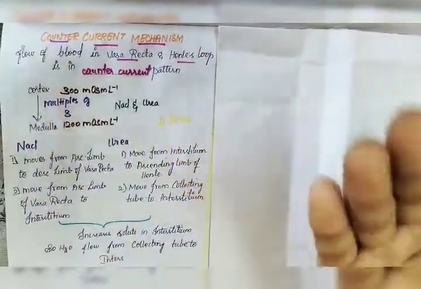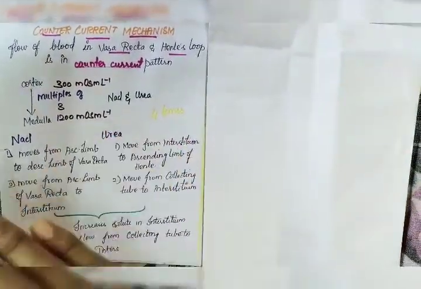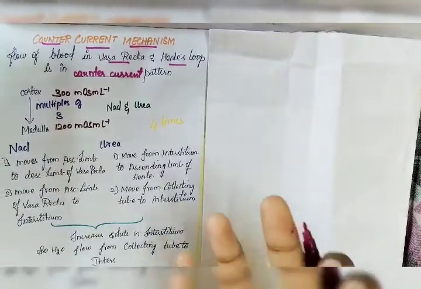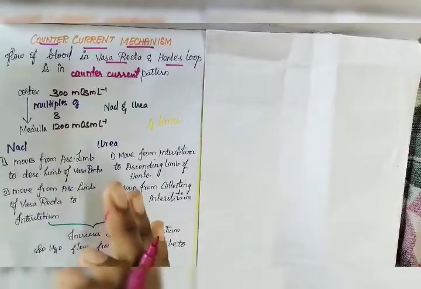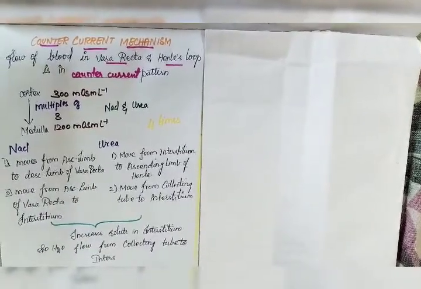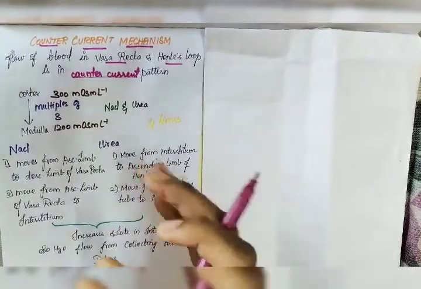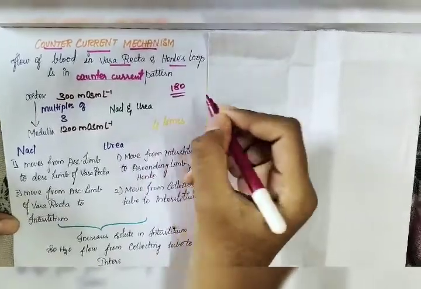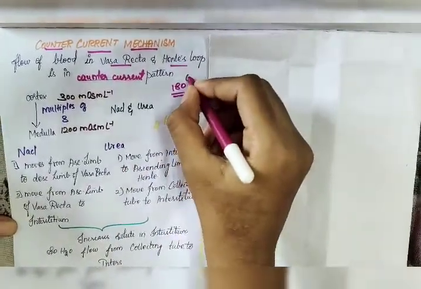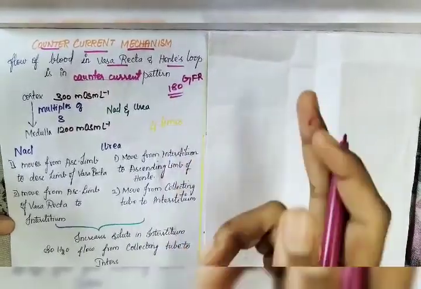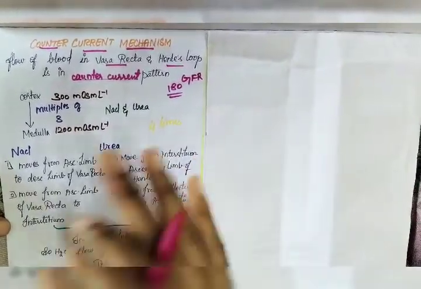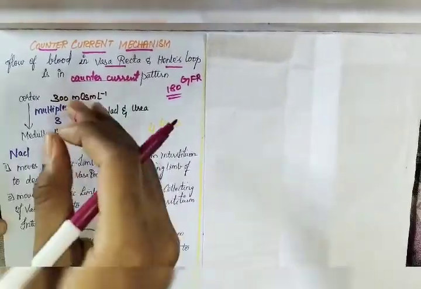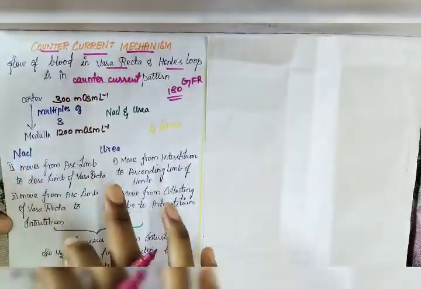Why does this have to be done? Because if we lose more water, we will be dehydrated, so we will die. So it should not happen. We need water for every metabolism of our body, so the water has to be reabsorbed. You should be clear: 180 liters of water is filtered by the glomerular filtration rate, but we lose only 1 to 2 liters of water. So 99.9% of water is reabsorbed. That mechanism is maintained by the countercurrent pattern.